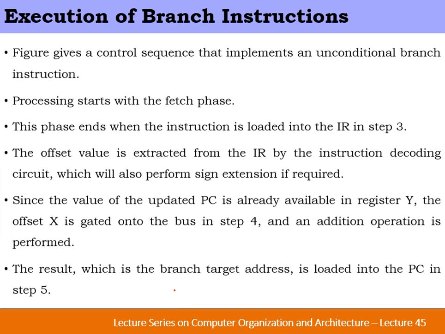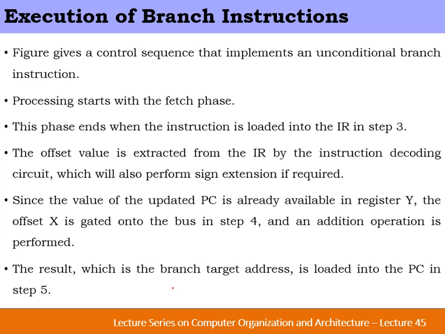So at step number 3 or at the beginning of step number 4, we can extract the offset value. When we come to know that the instruction is a branch instruction, we are supposed to move to the branch target address. We can move to the branch target address by adding the offset value to the content of the program counter. Make sure that when we are adding the X value, that is the offset value, to the program counter, the content of the program counter must be an updated value.